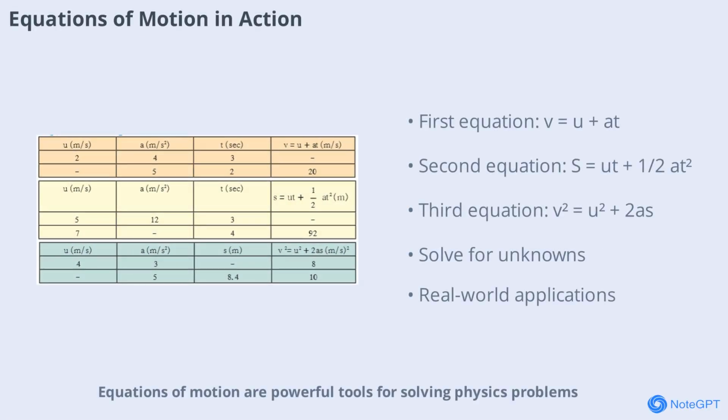Equations of motion are powerful tools for solving physics problems. The first equation, v equals u plus at, relates final velocity, initial velocity, acceleration, and time. The second equation, s equals ut plus 1/2 at squared, helps calculate the distance traveled. The third equation, v squared equals u squared plus 2as, connects velocity and distance. By plugging in values, we can solve for unknowns like final velocity, initial velocity, acceleration, or distance.